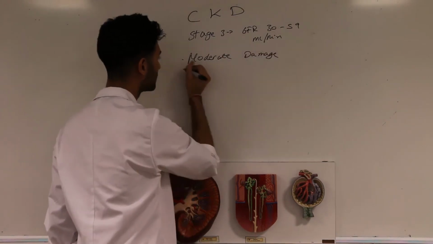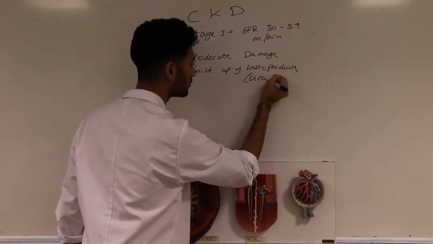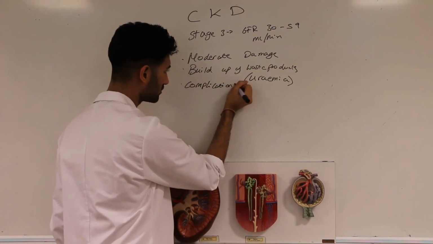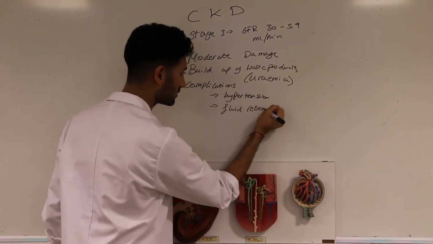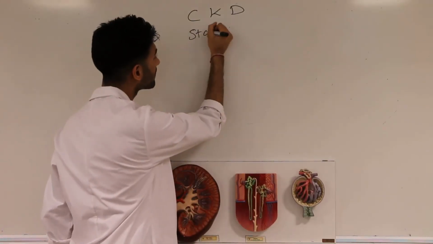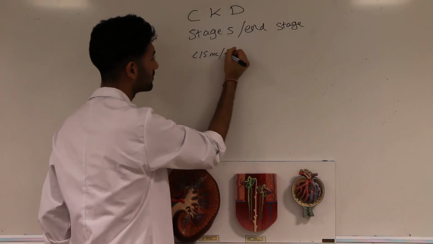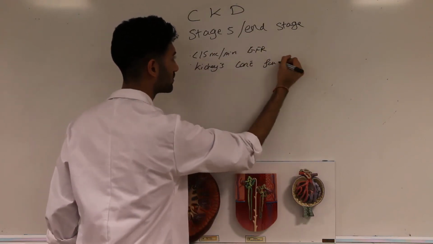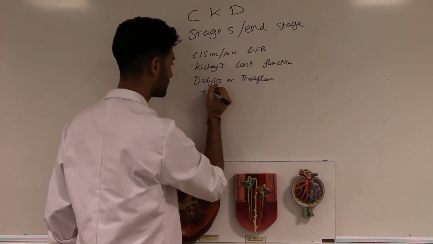At this stage, the kidney has moderate damage, waste products start to build up in the body and a person can develop uremia. Stage 3 CKD patients are more likely to develop complications of kidney disease, such as hypertension and fluid retention. Stage 5 or end-stage renal disease, kidneys function with a GFR of 15 milliliters per minute or less. The kidneys can no longer adequately function and dialysis would be needed to live, or if possible a kidney transplant would be needed.